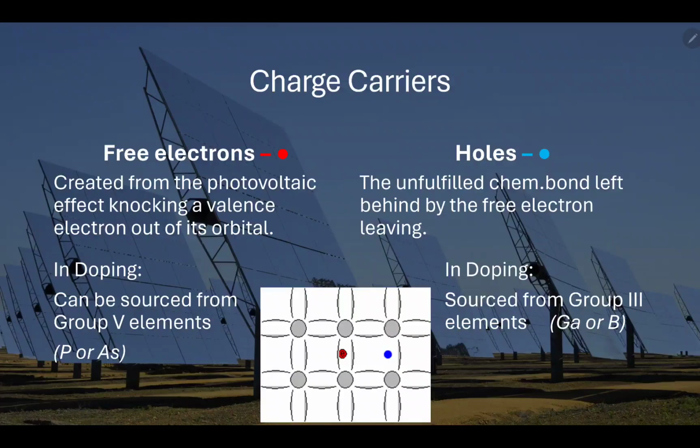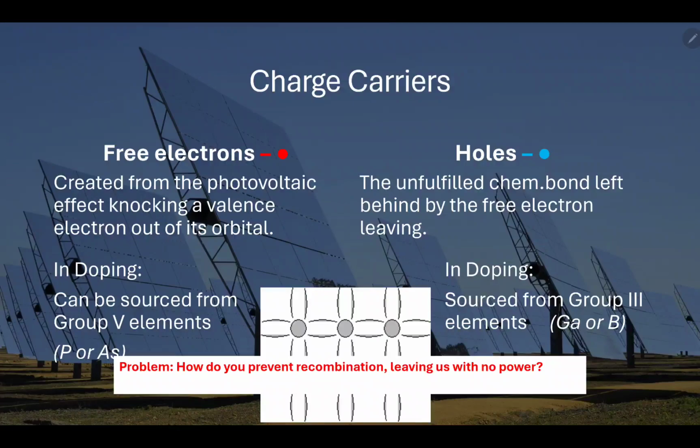Once the photovoltaic effect energizes an electron, the potential for an electrical charge is carried by two things: the free electron, which has now escaped, and the hole that it left behind. Free electrons are self-explanatory, and once they're knocked out of their valence shell, they can move around the material. In doping, they can be sourced from group 5 elements. When group 5 elements bond with 4 neighboring group 4 elements, there's an extra valence electron, which now becomes free. The hole is the now unsatisfied covalent bond that's left behind because one of the two electrons just left. If you have a group 4 semiconductor like silicon, you can supply holes using group 3 elements in doping, such as gallium or boron.